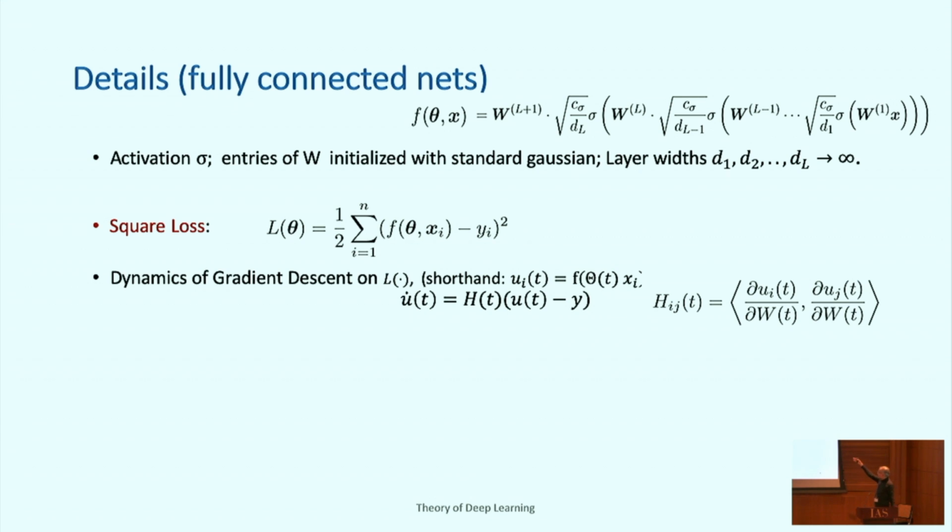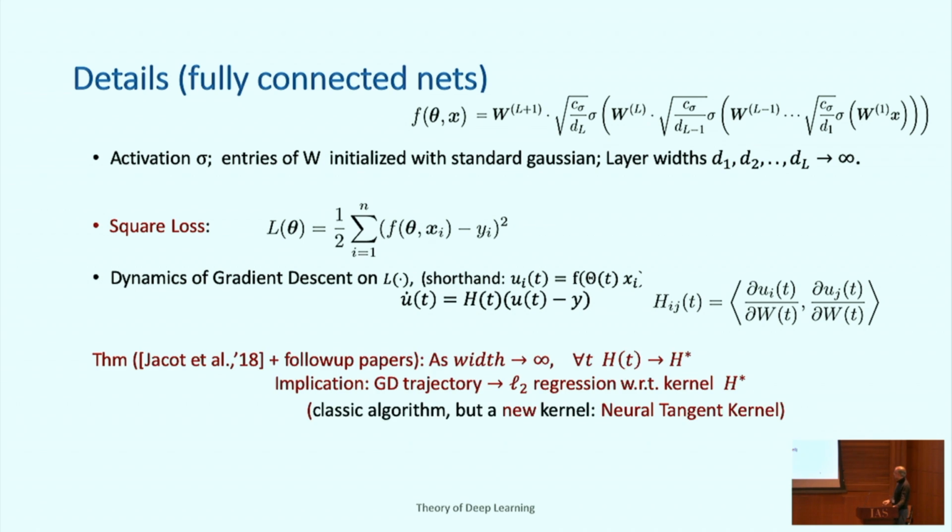And if you compute what the square loss does, it basically involves dynamics where the output changes according to an expression: some matrix times the difference between the current output and the labels. This is just a vector y of all the labels of all the data points. So this is a vector on the left, a vector on the right. And this matrix H_ij is a kernel matrix, which I'll say a little bit more about on the next slide. And that's the theorem, that as width goes to infinity, this evolution equation, the H in it, approaches the limit H*, which is the neural tangent kernel.